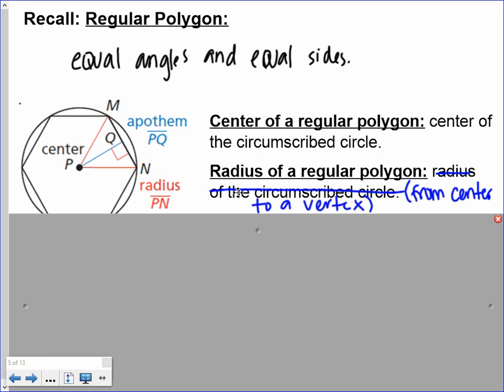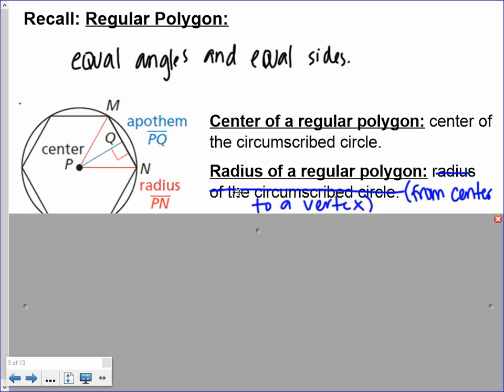So circles had an unlimited amount of radii. Polygons don't. However many vertices your polygon has is how many radii it would have. So like a square would have 4 radii. Here, here, here, and here. A triangle would have 3 radii. Here, here, and here. So anytime you're going from the center to a vertex, that would be a radius.